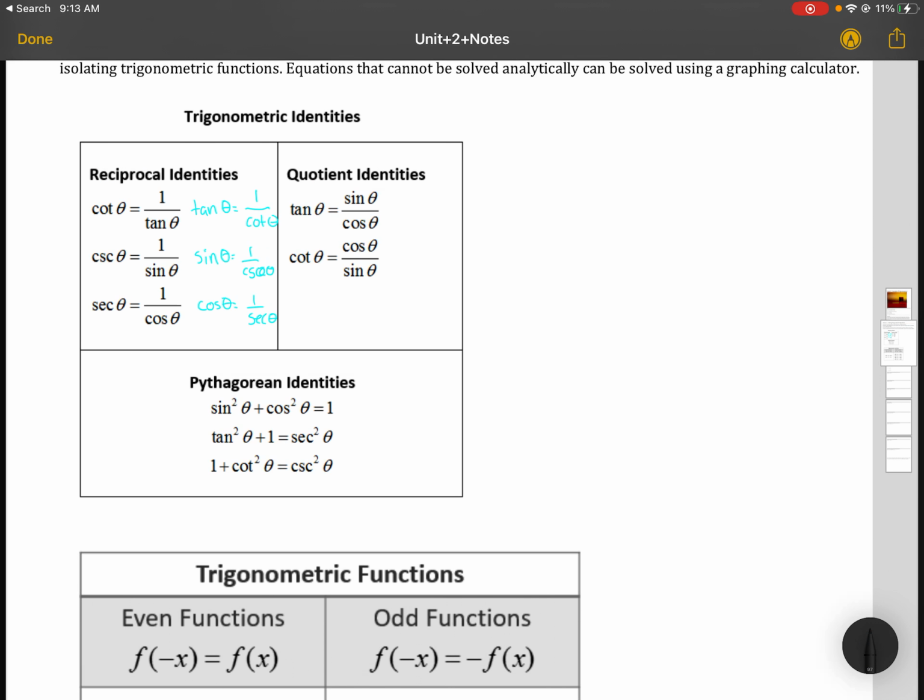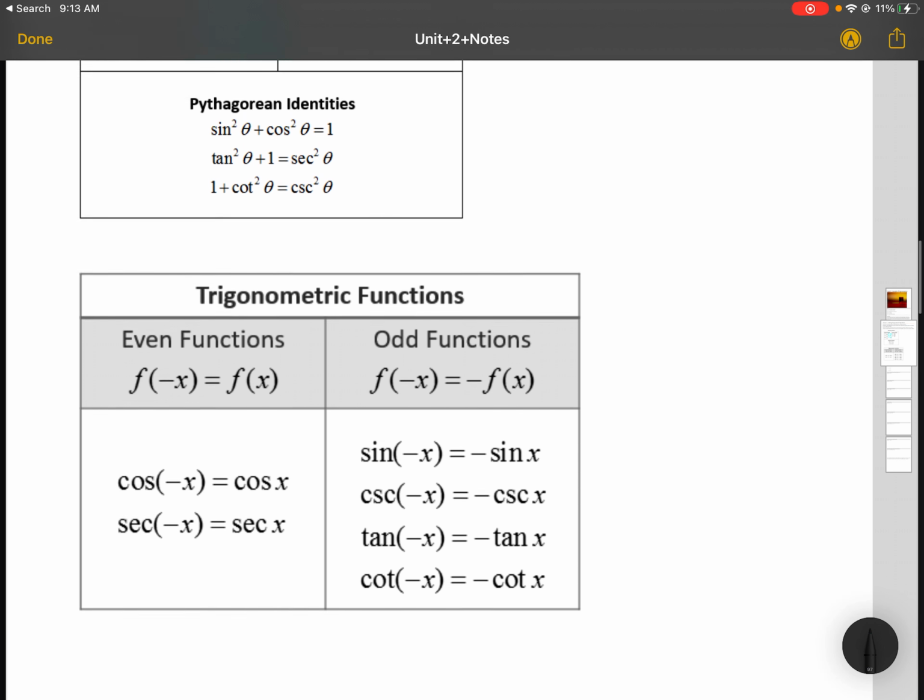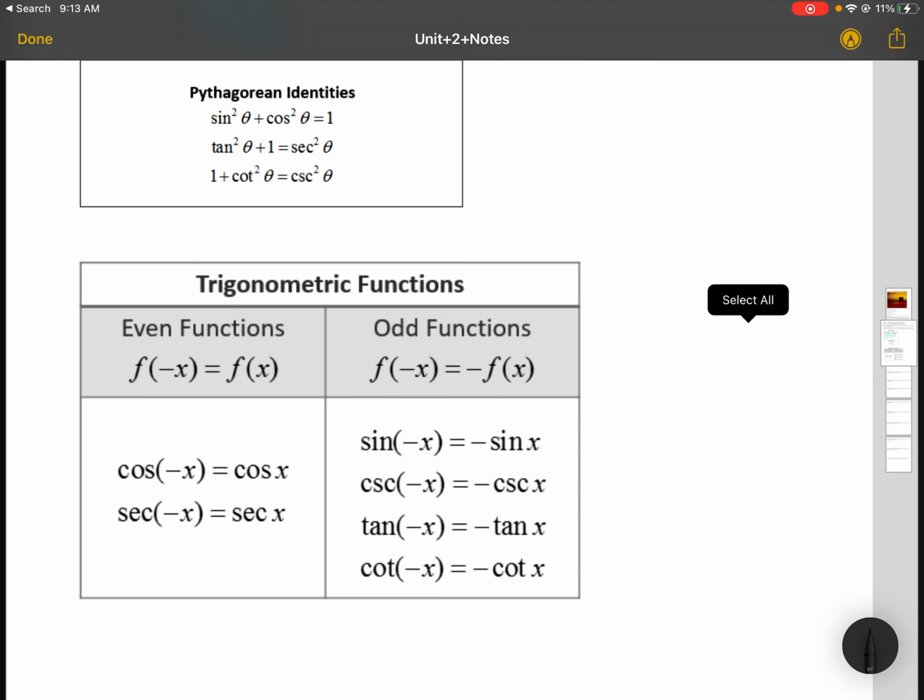We have our 3 fundamental Pythagorean identities. Sine squared plus cosine squared is 1. Tangent squared plus 1 is secant squared, and 1 plus cotangent squared is cosecant squared. You can find these in the notes for Unit 1. We still have all of these.